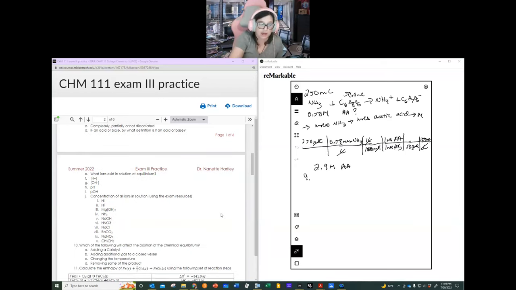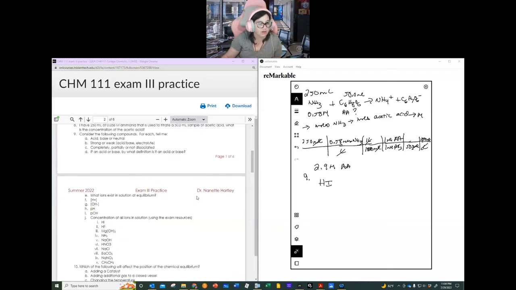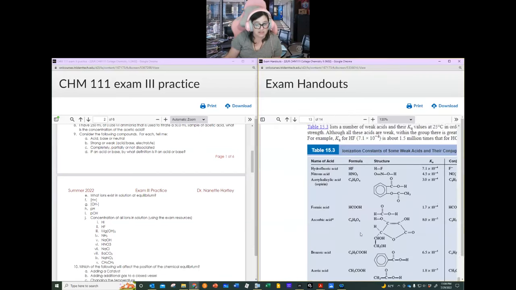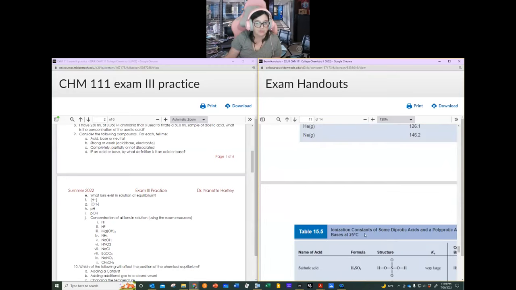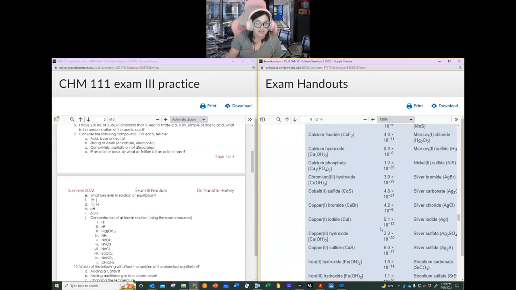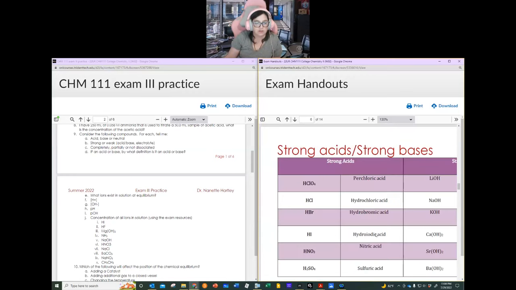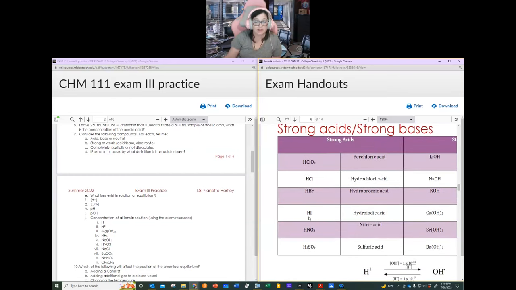So the first one that we get asked about is HI. Okay, and the first thing that we want to know is, is that an acid, base, or neutral? Well, first thing I'm actually going to see is, is this in my list of strong acids? Because that's the easier thing to check. So strong acids, strong bases, HI is a strong acid. So since it's a strong acid, that means that it's an acid.